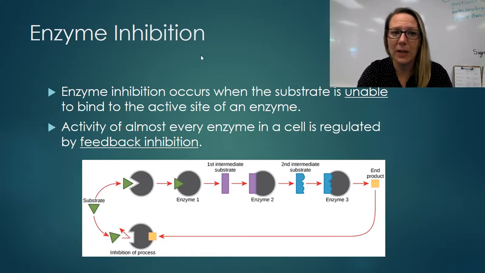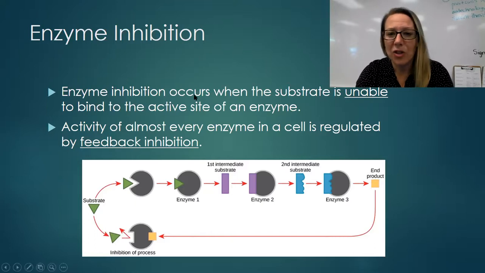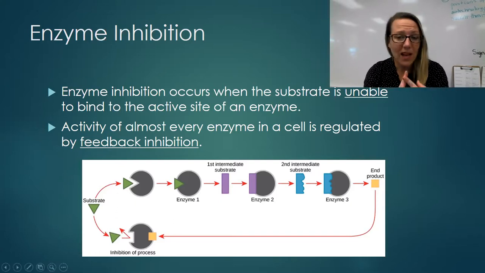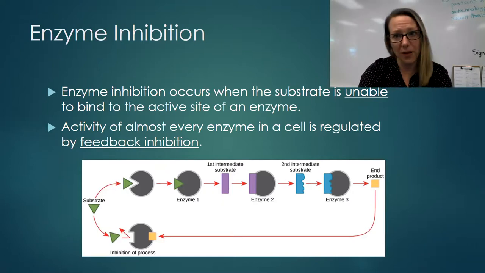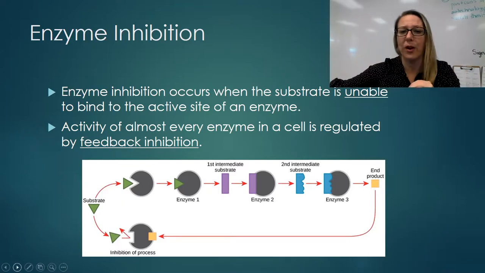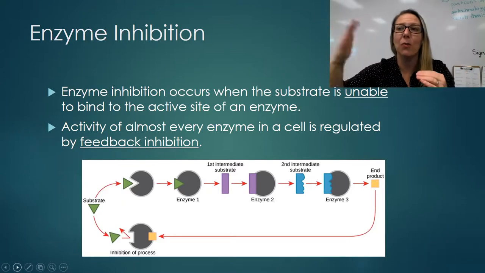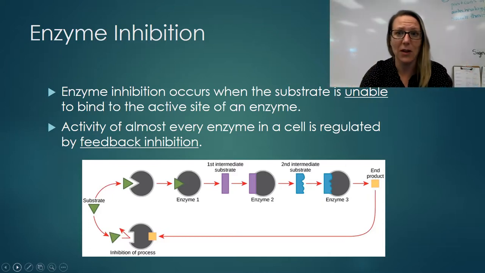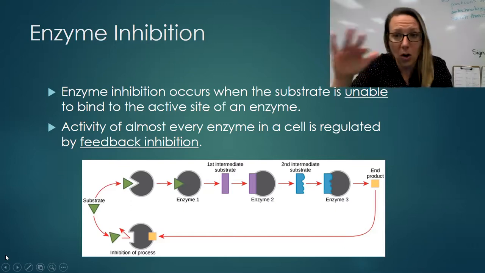So again, I want to read what this says. Enzyme inhibition occurs when the substrate is unable to bind to the active site. So two things can cause this. The shape of the active site is altered, or the active site is full with another molecule. The reason you might want to do this is you might not want everything to go to the final product. You might need to take a break, and so your body will cause this inhibition, so it stops and slows down, so you don't go and waste all of your substrate.